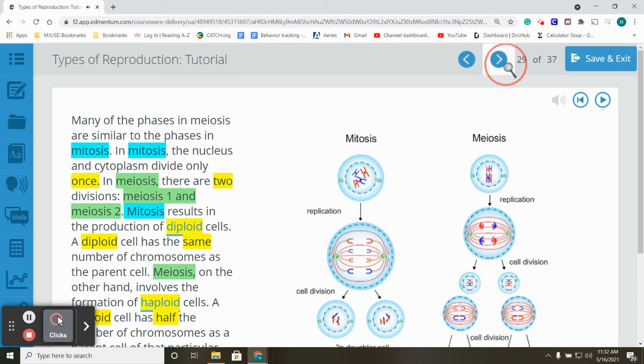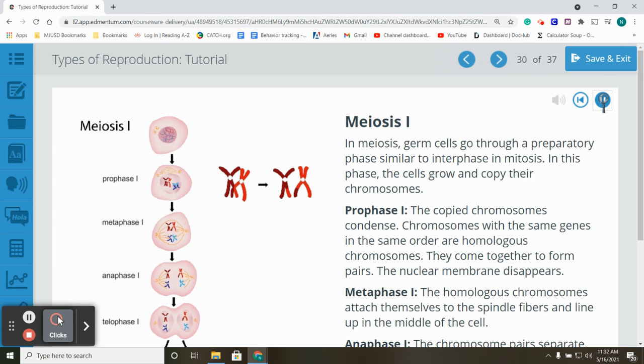Meiosis I. In meiosis, germ cells go through a preparatory phase similar to interphase in mitosis. In this phase, the cells grow and copy their chromosomes. Prophase 1. The copied chromosomes condense. Chromosomes with the same genes in the same order are homologous chromosomes. They come together to form pairs.